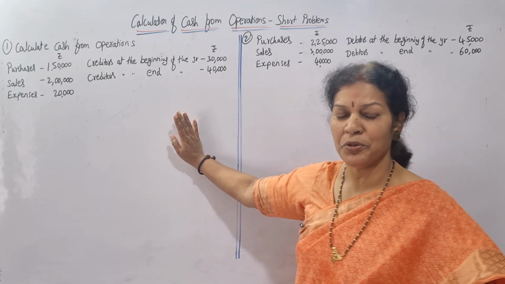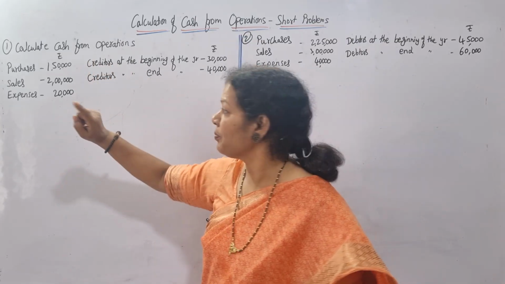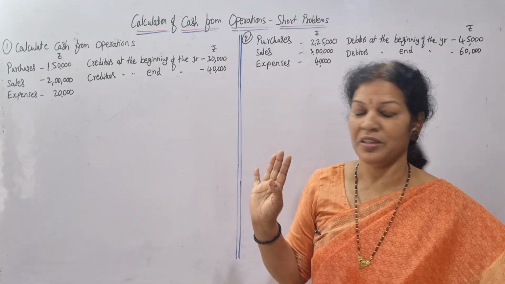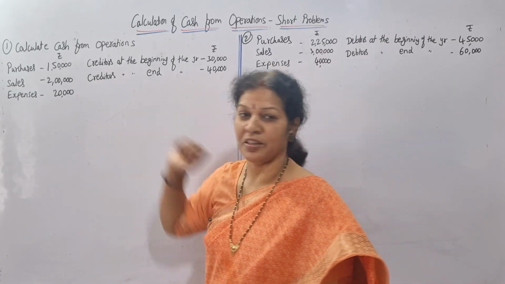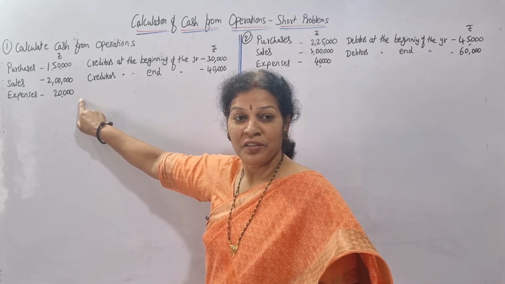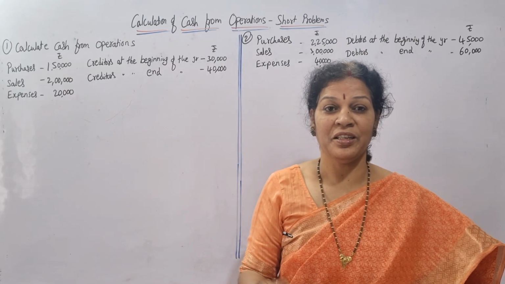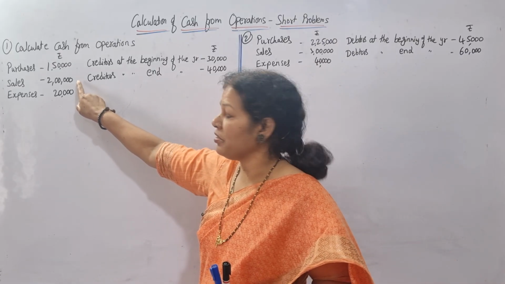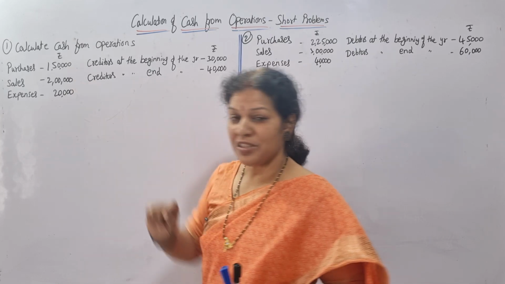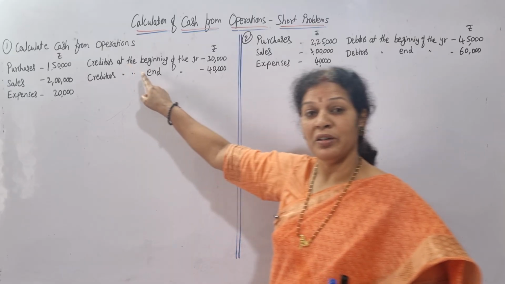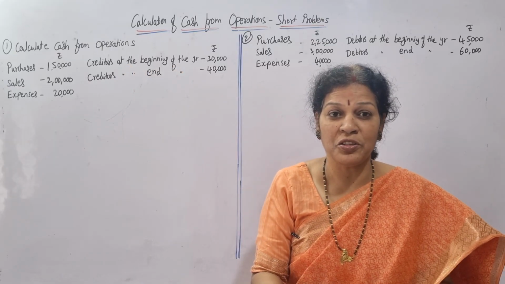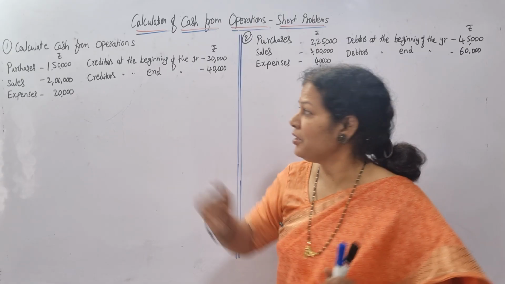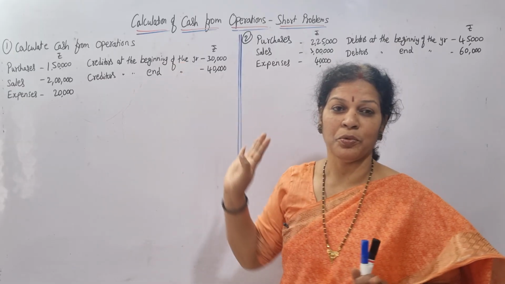Now what is given to us here? Few pieces of information are given: purchases, sales, expenses, creditors at the beginning of the year and creditors at the end of the year. Here what is income? Sales is an income. And expenses, purchases, both are expenses. Income minus expenses will be cash from operations. Sales, only one piece of information is given, that is 2 lakh. For purchases 1,50,000 is given, and also creditors. Creditors are related to the purchases only. Do you know that? Debtors are related to the sales. Now related to the purchases, opening creditors and closing creditors, both are given.